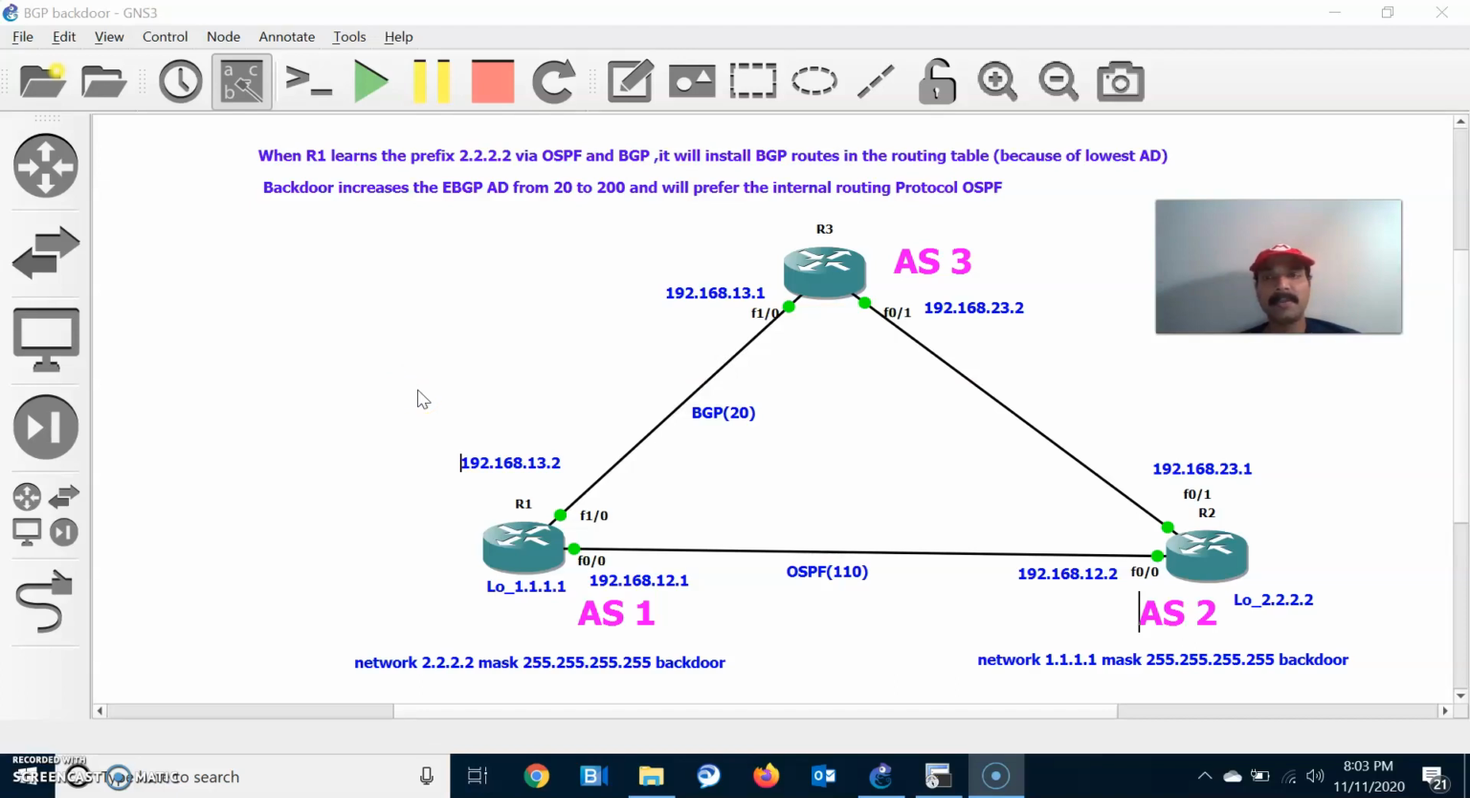And today let us discuss the BGP backdoor attributes. So here is the architecture where I connected R1, R2 and R3.